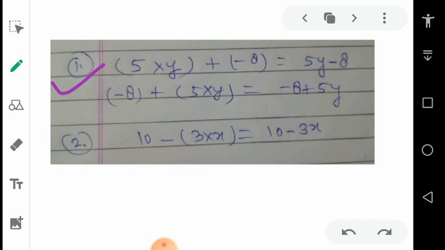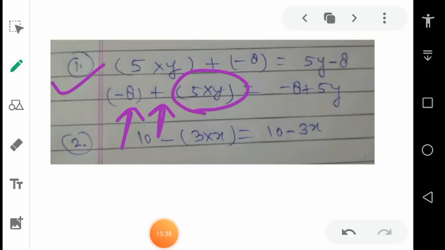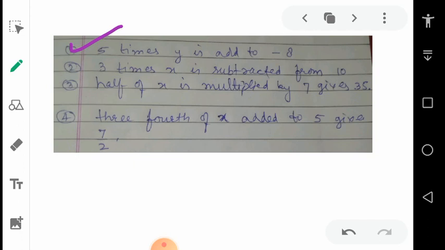Okay, it can be written in a different way: 5y is added, added means plus, to minus 8, so it is minus 8 plus 5y. Both the expressions are the same here. Don't bother that the value looks different. Actually both are the same. We have just changed the place of the values, not the sign. So in both ways we can do this.